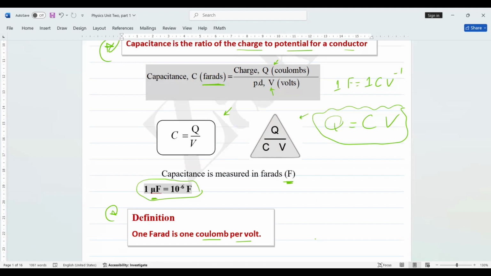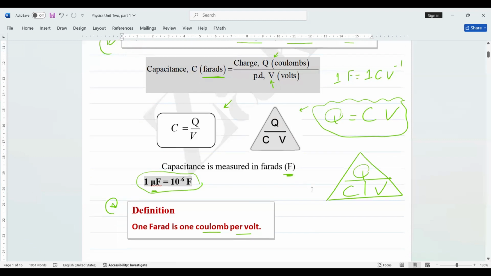We have an important triangle. This triangle is important. Q equals C times V. C is capacitance, measured in farad, denoted by capital F. Farad is a big unit. We use microfarad instead of farad. 1 microfarad equals 10 power negative 6 farad. Okay? Now, let us solve this example.